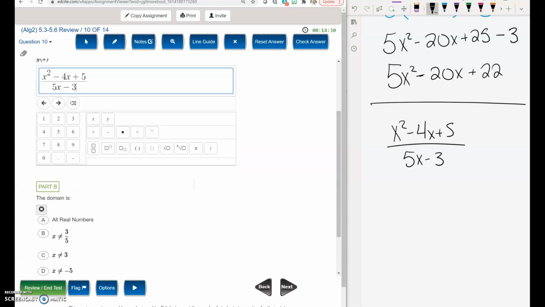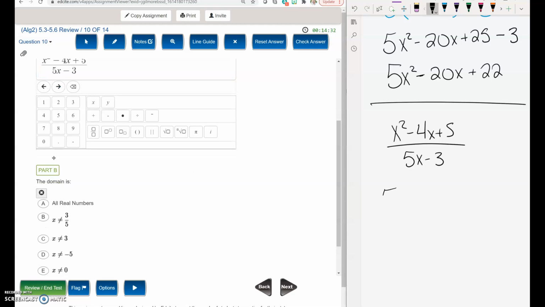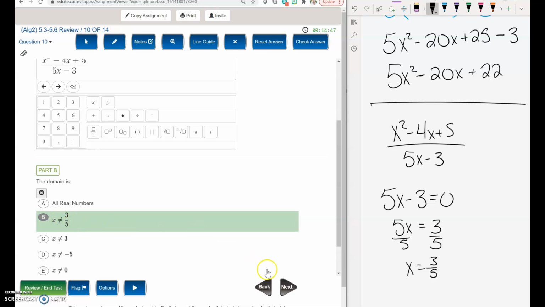This one is not going to have a domain of all real numbers. You have to do 5x minus 3 equals 0. Find out what x value will give you 0 on the bottom. When x is 3/5, the bottom will equal 0, so x cannot equal 3/5.